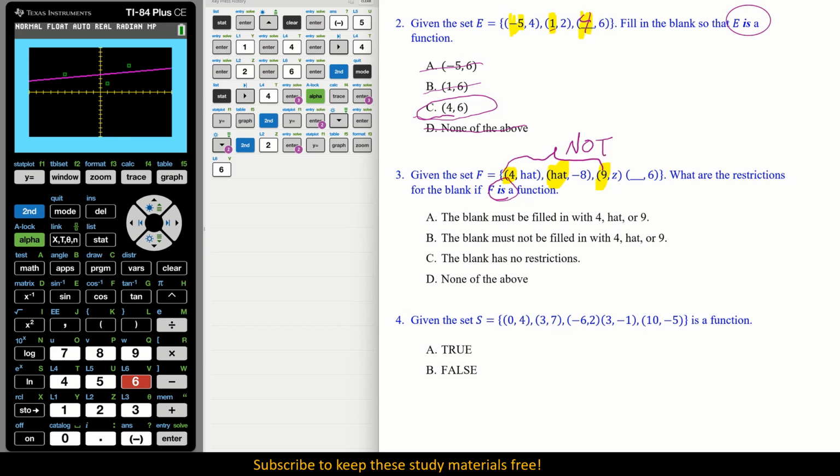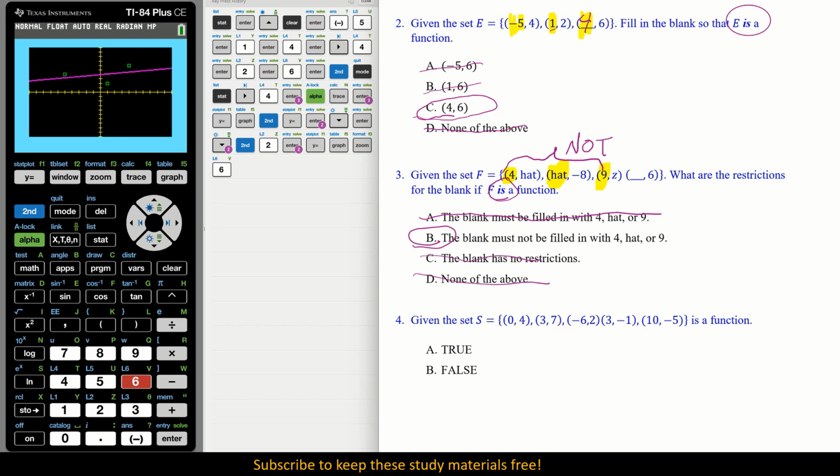So that means, let's read A. The blank must be filled in with 4, hat, and 9. No, we said they cannot be filled in. The blank must not be filled. Okay, it's B. Because C says the blank has no restrictions. No, there's a restriction if you want a function. And D's none of the above, so no. B is what our restriction is.